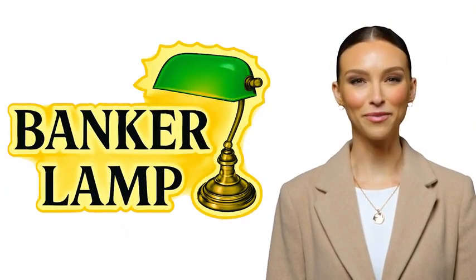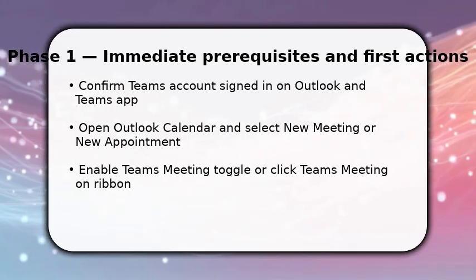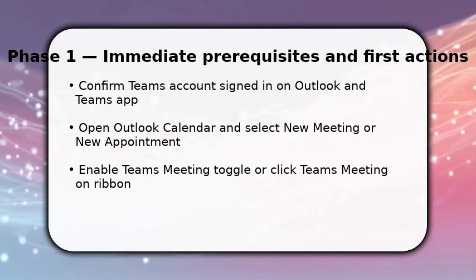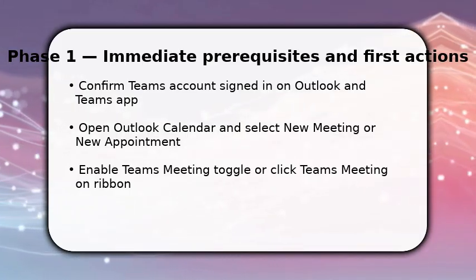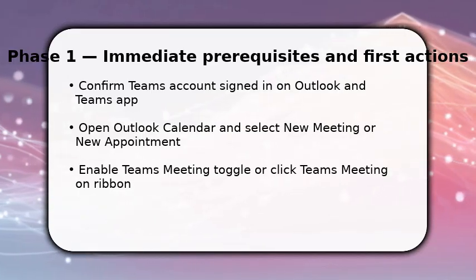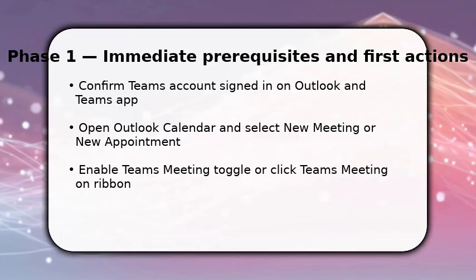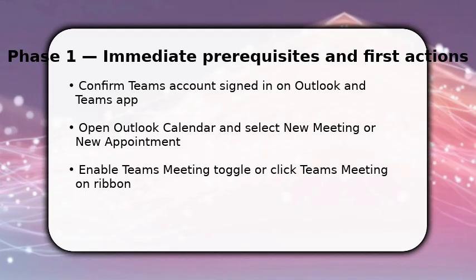Please enjoy the video. You begin by confirming you're signed in to both Teams and Outlook. This links calendars and enables meeting controls. Next, open Outlook Calendar and choose New Meeting. Don't pick New Email. Once done, locate the Teams Meeting toggle or the Teams Meeting button on the ribbon and enable it. This inserts the Teams link automatically.